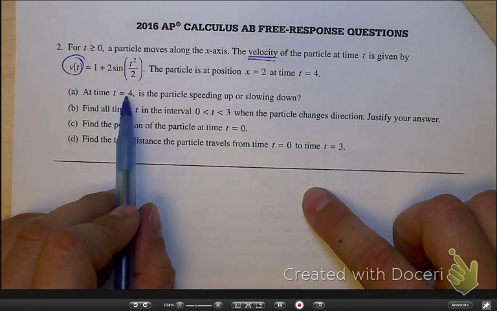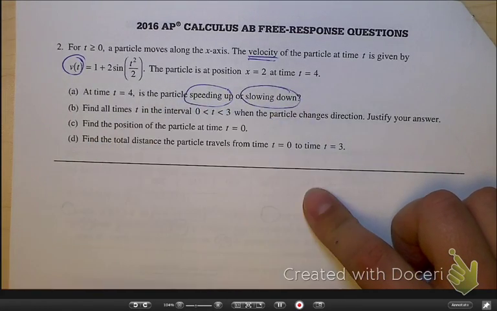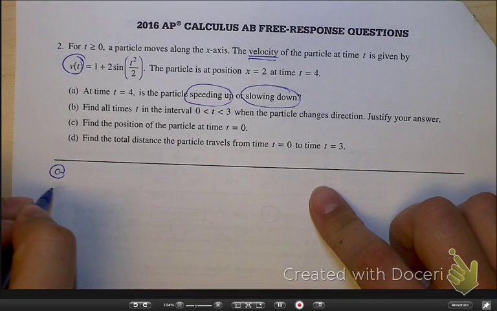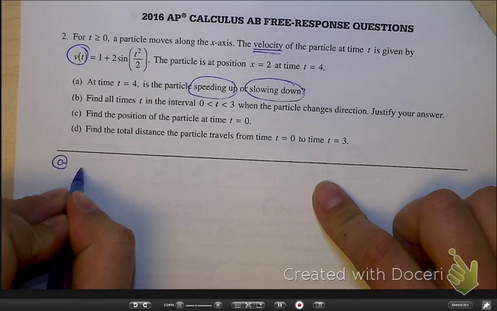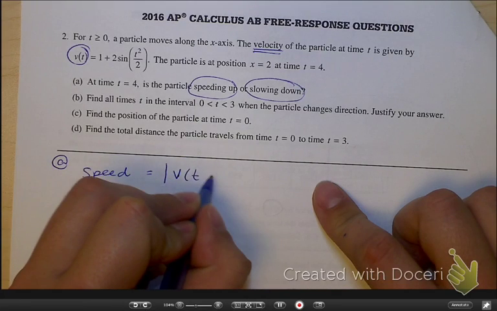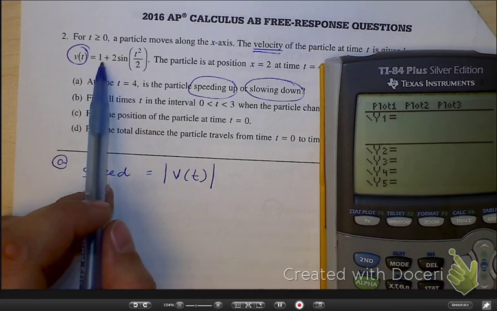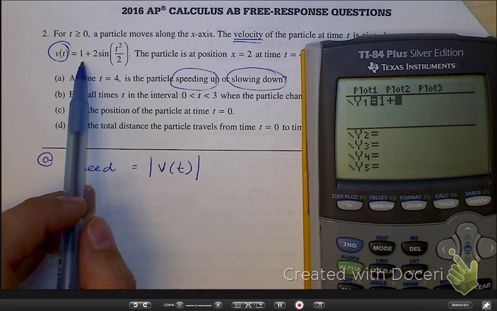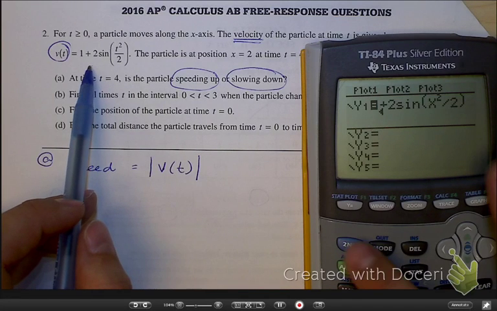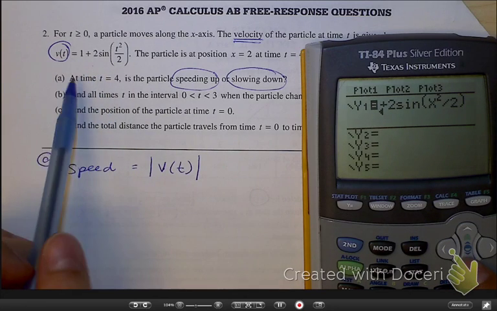It says, at time t equals 4, is the particle speeding up or slowing down? Remember, speeding up or slowing down has to do with the speed. And the speed's relation to velocity is that speed is the absolute value of velocity. So for part A, I can write that speed equals the absolute value of velocity. If I type this velocity function into my calculator, I get 1 plus 2 times sine of x squared divided by 2.